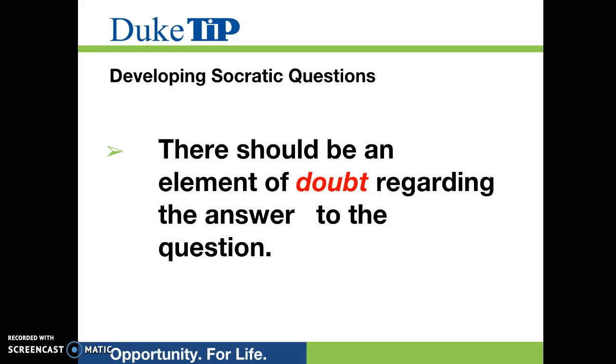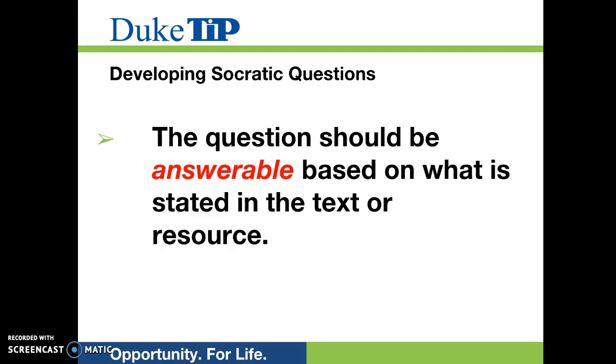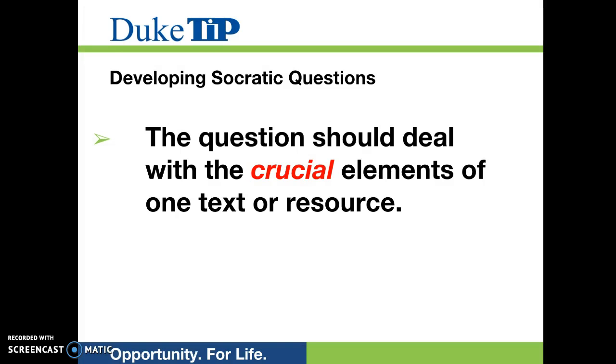So, you're developing Socratic questions. How do you know that they're Socratic? Here's a quick rubric for you to go through. First of all, there should be an element of doubt regarding the answer to the question. It should be debatable. And the question should be answerable based on what is stated in the text or resource. And that resource can be a TED Talk, a video of some sort, an image, any shared resource or text. The question should deal with the crucial elements of one text or another.